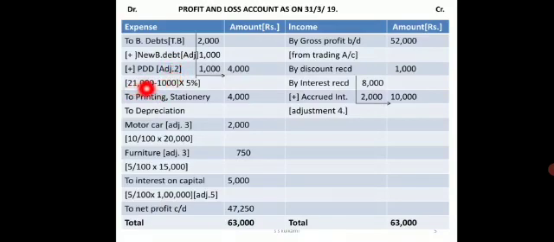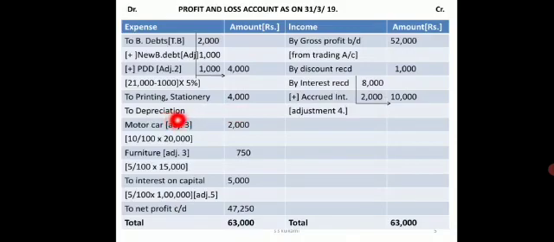So my book debts are 21,000. Then already 1,000 is bad debts which is known to me. So 21,000 minus 1,000, you will get 20,000. On 20,000 at 5% gives me 1,000. I hope it is clear. Next you are having printing and stationery 4,000.